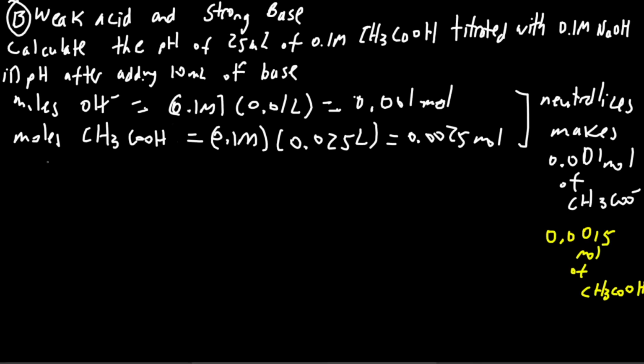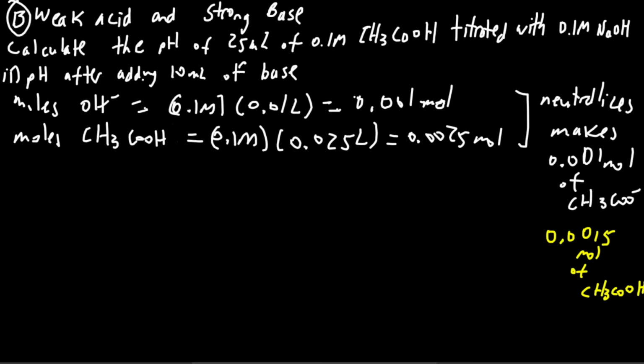So next we have scenario 2. What happens to pH after adding 10 milliliters of base? First we have to calculate the moles of OH minus. So this is 0.1 molar times 0.01 liters, which gives you 0.001 moles. Great, that's for OH. And for the moles of our acid, we have 0.1 molar times 0.025 liters, which gives us 0.025 moles of the acid.